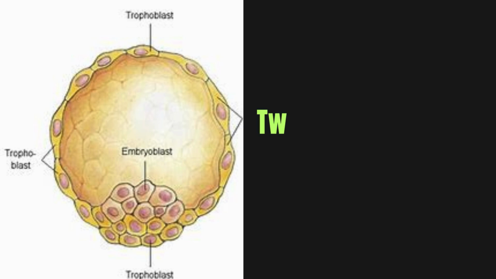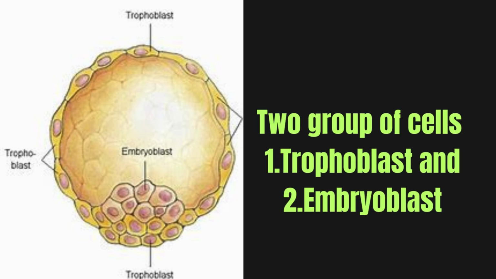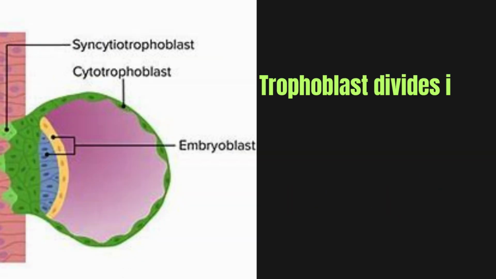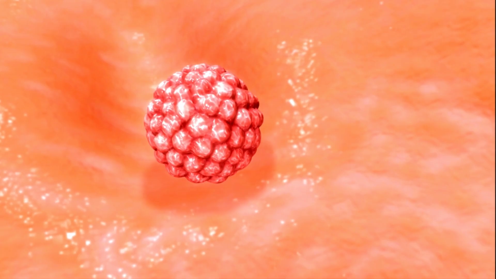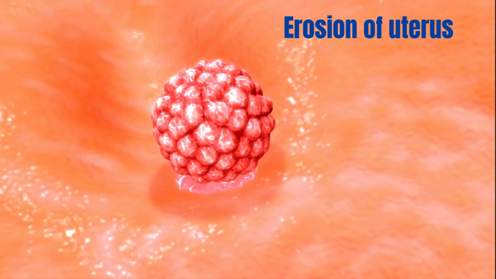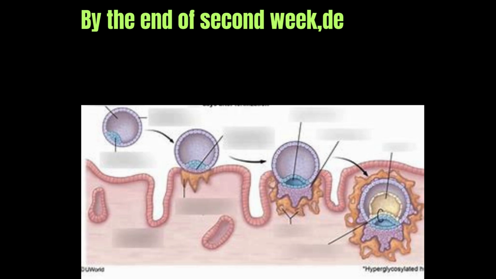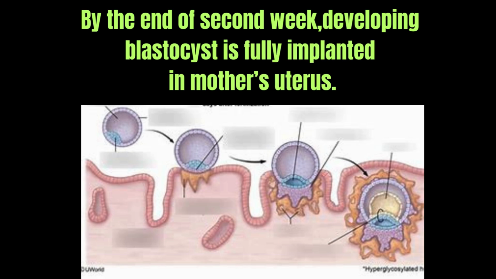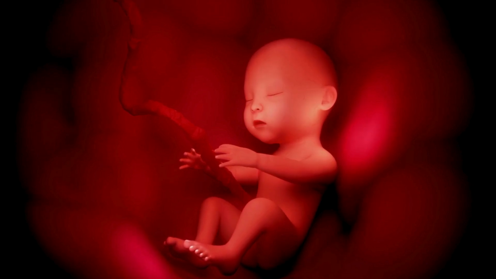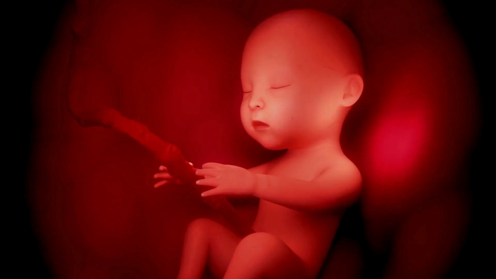During this process, 2 groups of cells called trophoblast and embryoblast are formed. Trophoblast further divides into inner cytotrophoblast and outer syncytiotrophoblast. These syncytiotrophoblast cells erode the tissue of the uterus of the mother. By this process, a complex network is formed, and the developing blastocyst gets embedded in the maternal body. By the end of the 2nd week, the developing blastocyst is fully implanted in the mother's uterus. This is how the beginning of every human occurs in the mother's body, and further development leads to formation of the complete body.